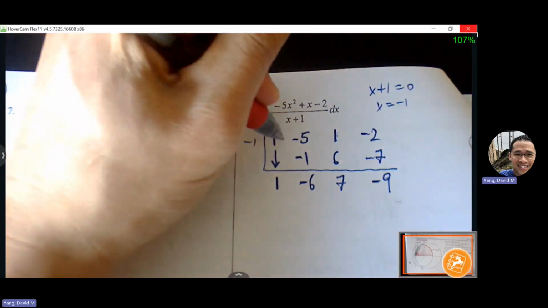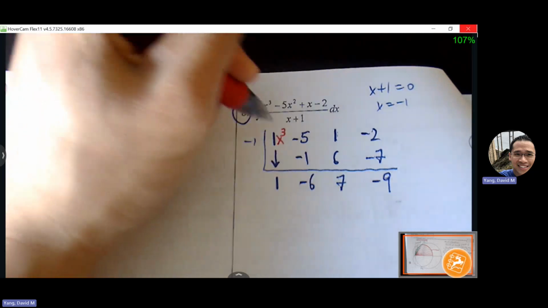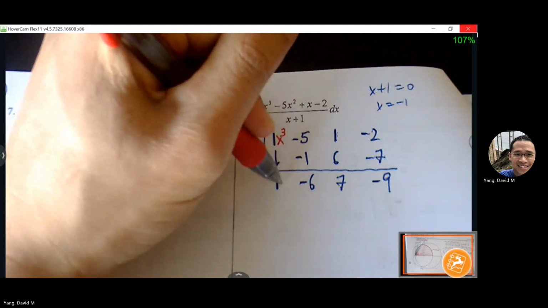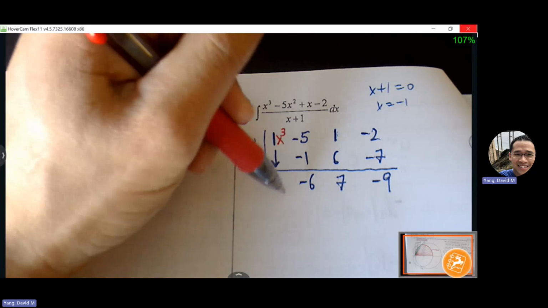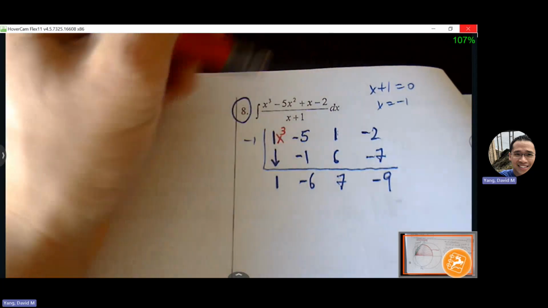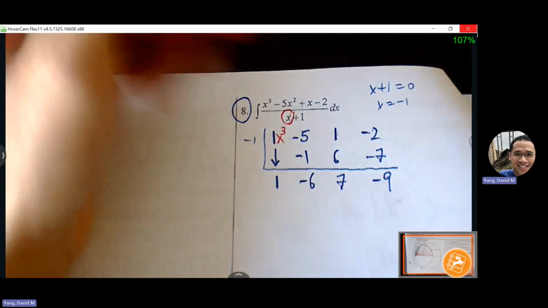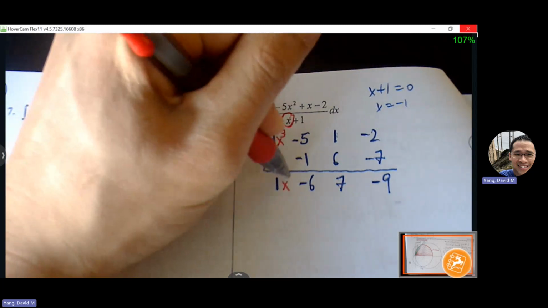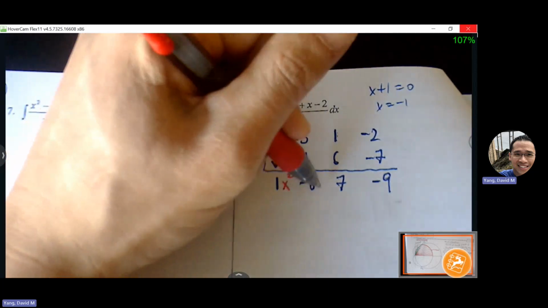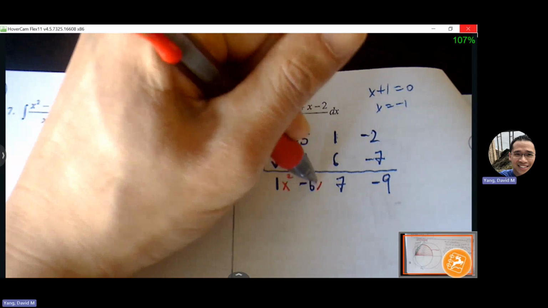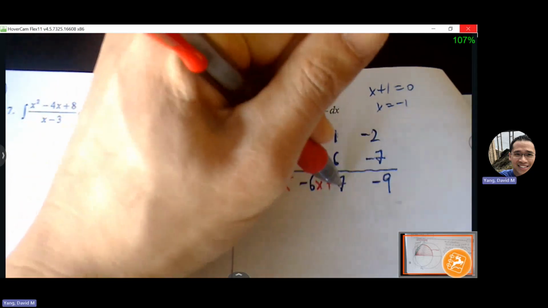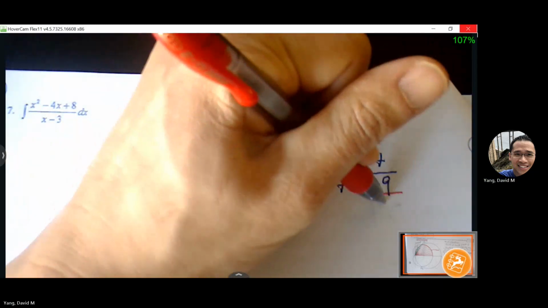Okay. Remember that we start off with x cubed. So what are we going to start off here then? Remember, we're dividing by x, right? So we fall by 1. So x squared. Okay, now we can fall by 1. X squared, then it's x, then it's the constant, and then it's the remainder.